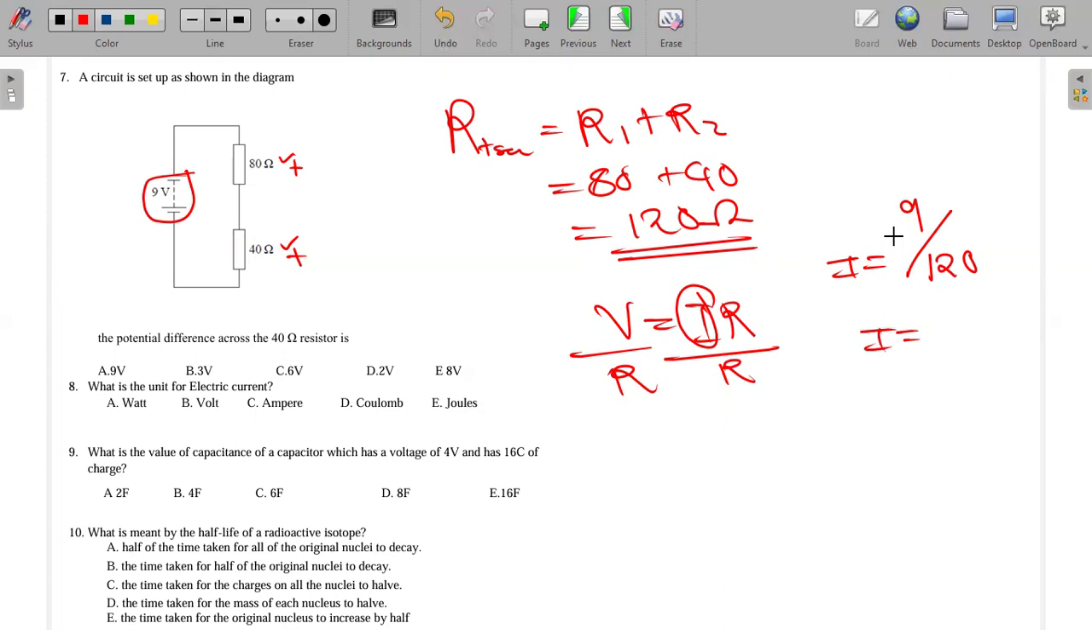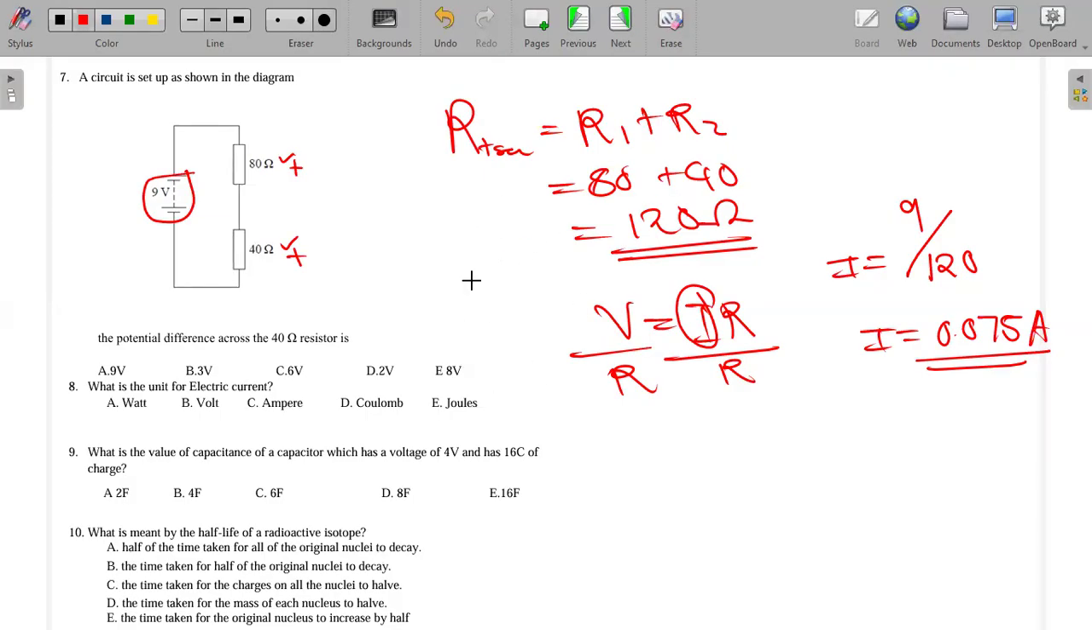Our current here will be equal to 0.075 amps. Now that we've calculated the current, we know this is the same current that is passing through both resistors. Since they are in series, the current is the same everywhere. So this is the current that is passing through all the resistors.